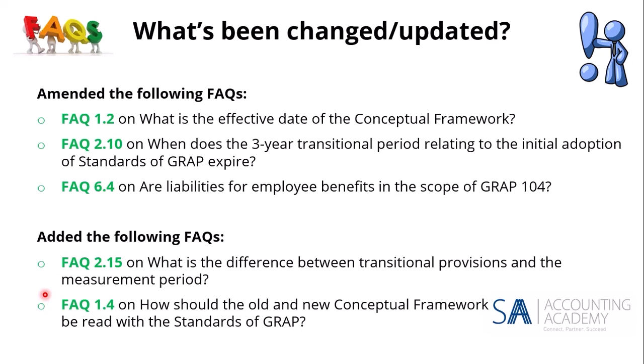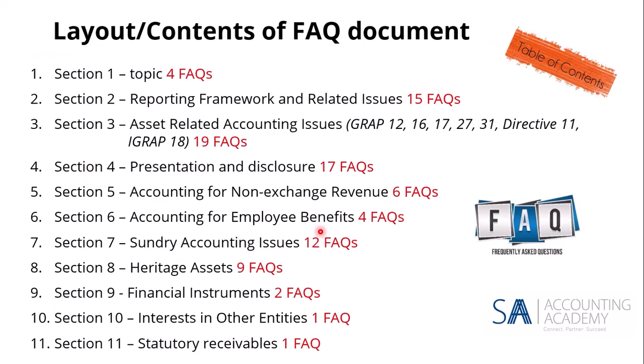Right, and then 2.15, what is the difference between transitional provisions and the actual measurement period? So for that, we'll need to know, you'll see the prefix 1 point whatever, 2.6 point. On the next slide, you can actually see where that fits in. So this will make a lot more sense when I show this to you. I went and did a summary for you of all the 11 sections and what the name is.